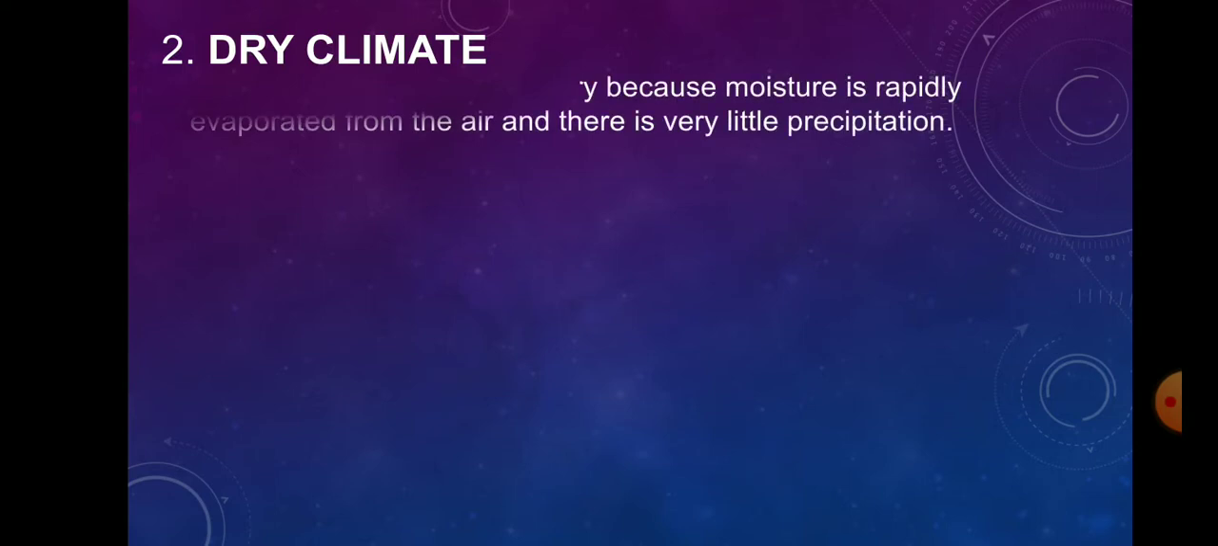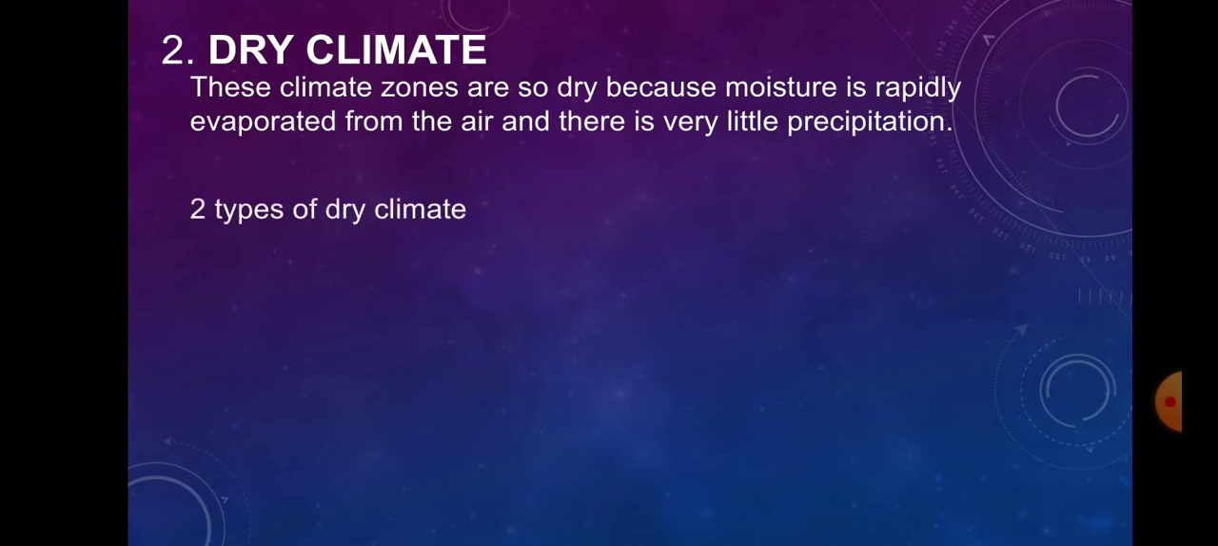Let's talk about number 2, dry climate. These climate zones are so dry because moisture is rapidly evaporated from the air and there is very little precipitation. We have two types of dry climate. The first one is arid climate, which receives 10 to 30 centimeters of rain. And the second one is semi-arid climate, which receives enough rain to support extensive grasslands.